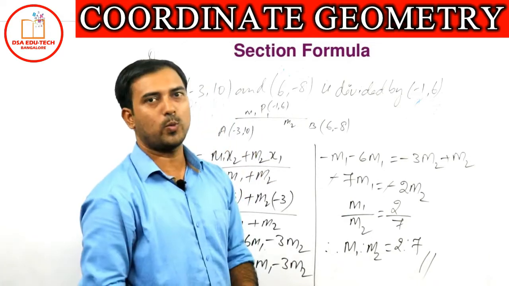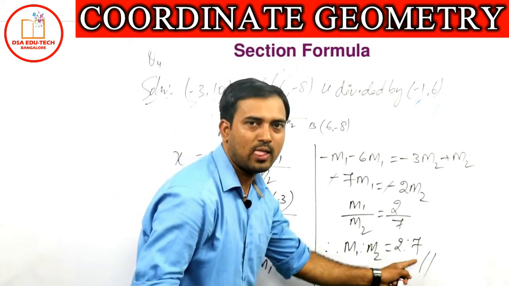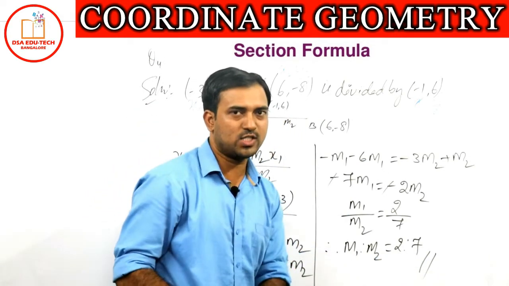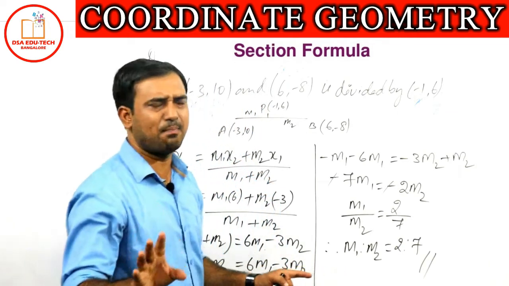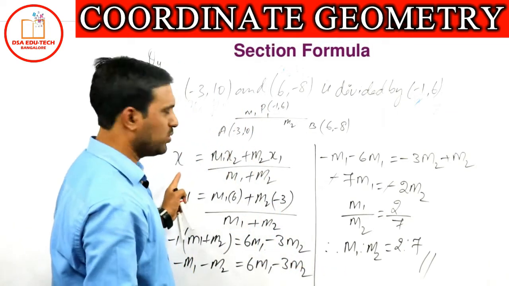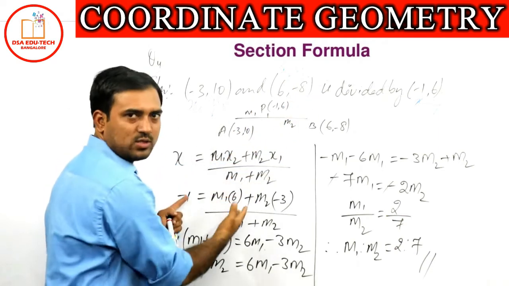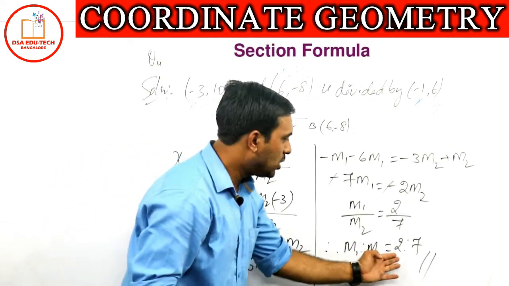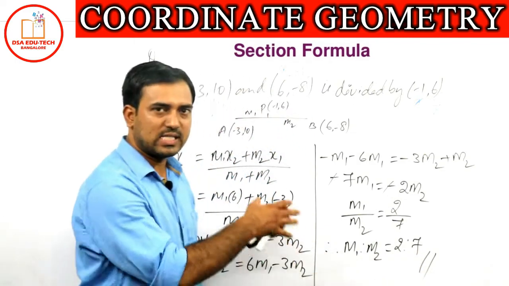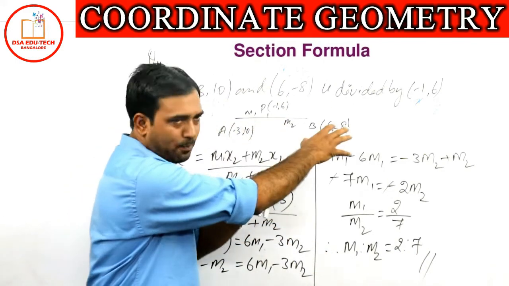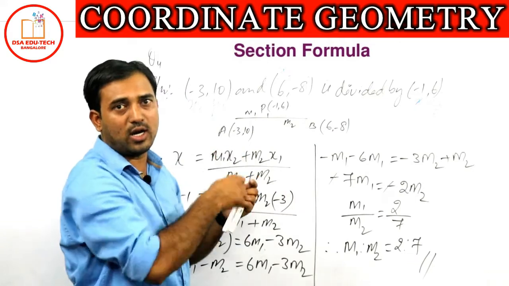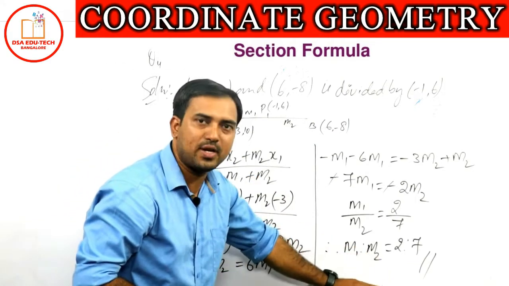What is the ratio? 2 is to 7. Hope you understood. It was very simple, right? What I did, I took the x coordinate, then I simplified from the given values and I got the ratio 2 is to 7. The same problem, same point, same values. If you take the y coordinate, you will get the same ratio.